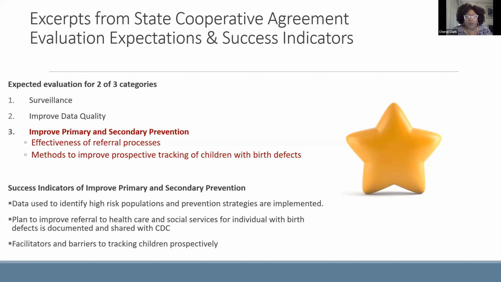And then, how do you facilitate and get through barriers of tracking children through time after identification of whatever condition or status they may have. So there's an expectation that something will be evaluated, and you can do the tried and true, which are our norms, which are surveillance and data quality, or you can venture out into this new fold, newest for some, maybe not for all, of referrals.